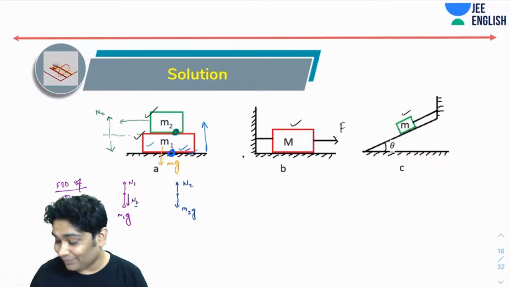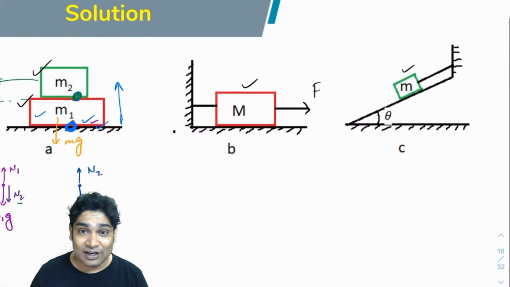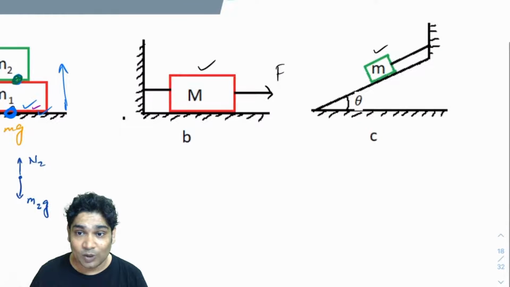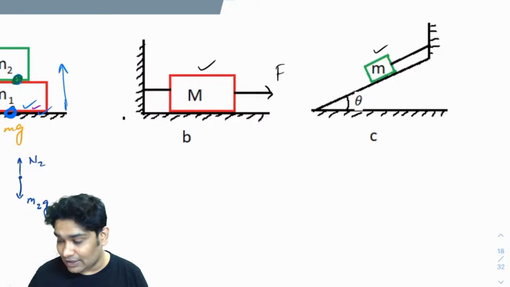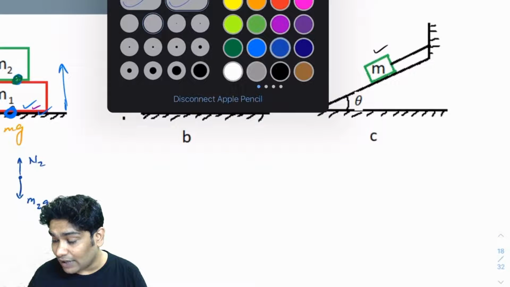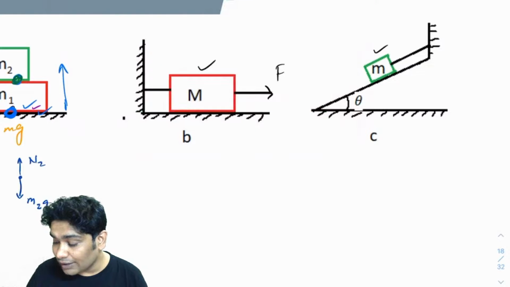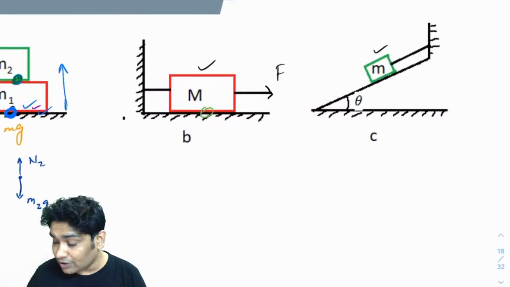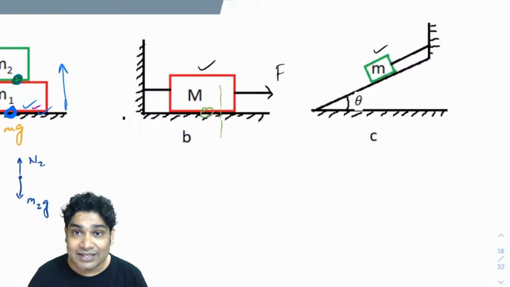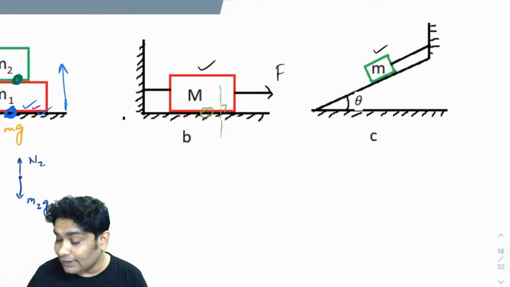Alright, now let's take a look at capital M. What are the contacts that capital M has? Let's identify all the contacts that this guy has first. It has a contact here with the ground. This is a solid contact, so it will feel a push, a normal reaction. The normal reaction would be along the common normal, and the push has to be upwards.